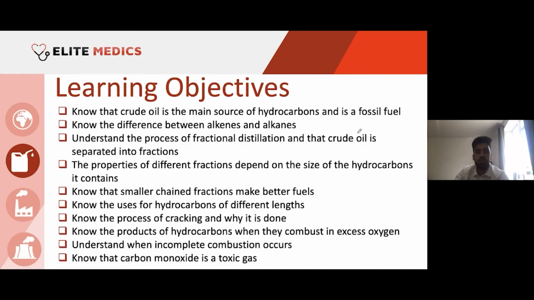So we want to know that crude oil is the main source of hydrocarbons and is a fossil fuel. We want to know the difference between alkenes and alkanes. We want to understand the process of fractional distillation and that crude oil is separated into fractions. The properties of different fractions depend on the size of the hydrocarbons it contains. And then we want to know about the different properties based on the length of the fractions. Know the uses for hydrocarbons of different lengths.